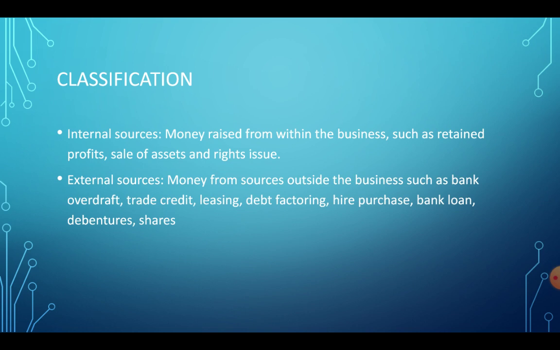And then we've got external sources of finance. These are methods of raising money from outside the business. These include a bank overdraft. A bank overdraft is when a business contacts a bank, and they agree with the bank that the business is going to withdraw money from their bank account, which is more than the current balance that they have.